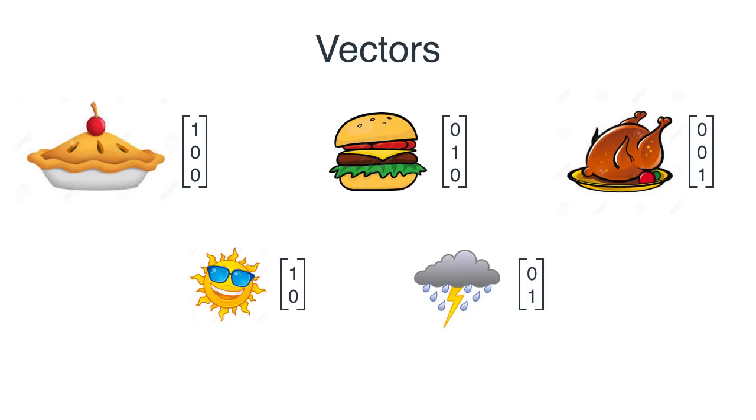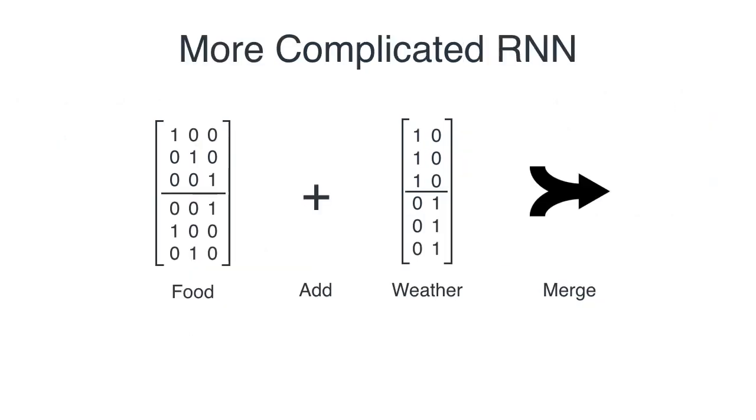So I'm going to show you the neural network not as a single matrix, because now it has more layers, but as a bunch of matrices and some maps. So here are the two matrices. One is called the food matrix and the other one is the weather matrix. And then we add them and then we merge them with a kind of nonlinear operation. I'm going to show you all these steps one by one. So let's start with the food matrix.